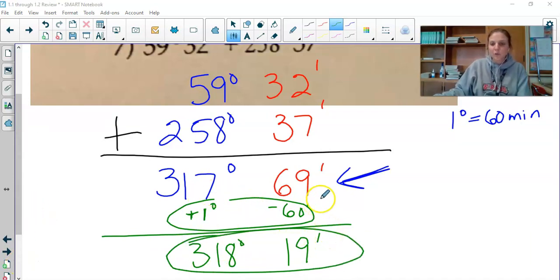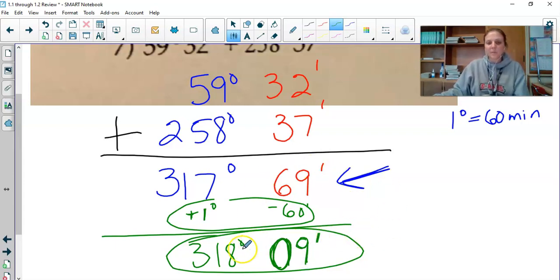And I just looked at my answer key and I realized I did this wrong. 69 minus 60 is 9. So instead of 19, it should say 09. So it would be 9 minutes, not 19. Sorry about that. So 318 degrees and 9 minutes.